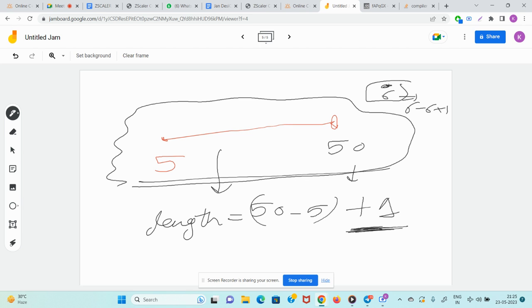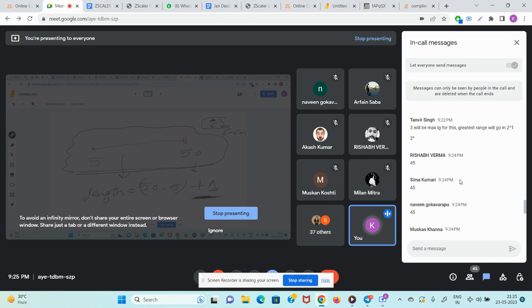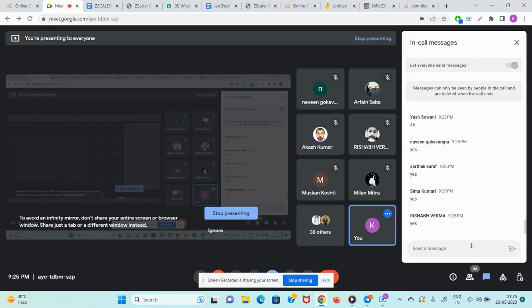Guys, is this 46 clear to everyone? Let me check. Guys, clear everyone? Harsh Raj, everyone, right? Yes. If the 46 is clear, then why is it 46? Yeah, good, good, nice, great.